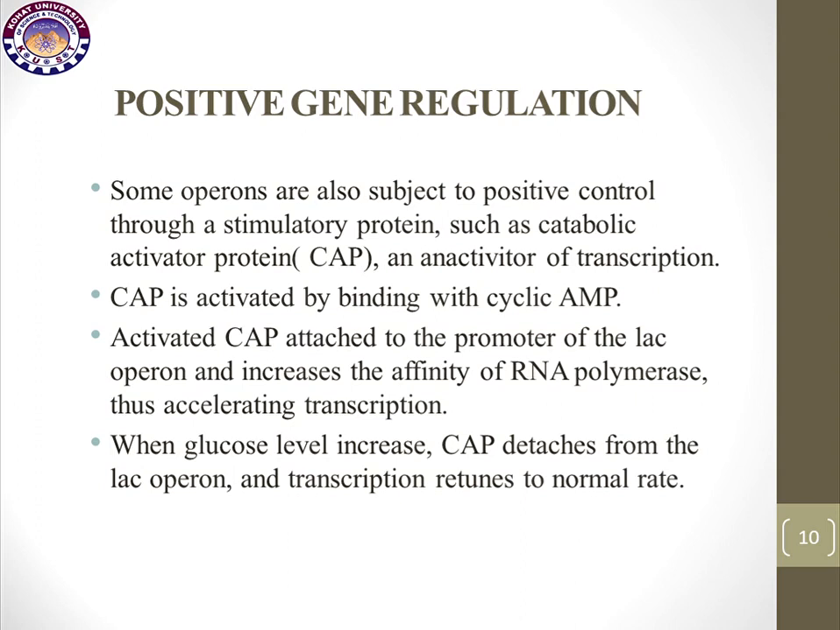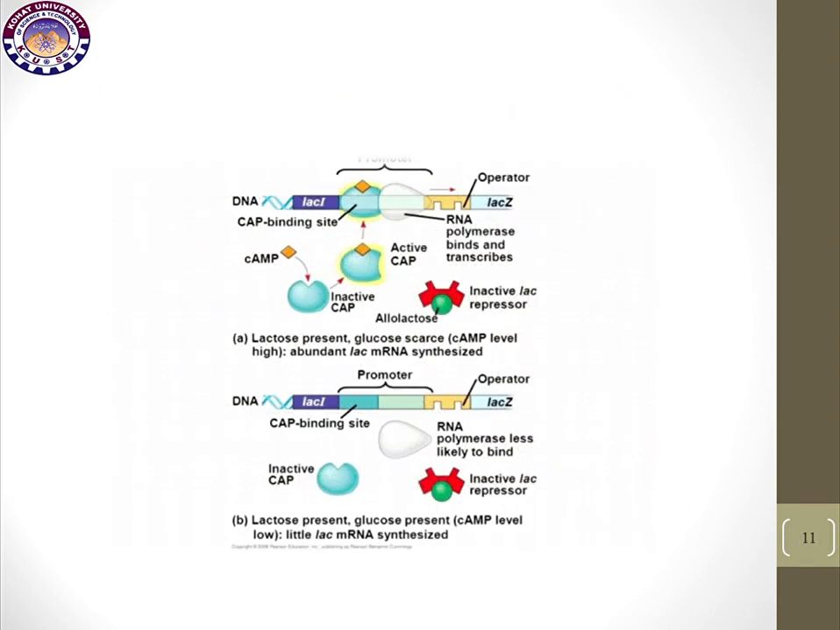When the glucose level increases, CAP detaches from the lac operon and transcription returns to normal rate. If we see in the diagram, this is the inactive CAP. This is CAP binding to become active CAP. This region is the CAP binding site. This is RNA polymerase binding for transcription.